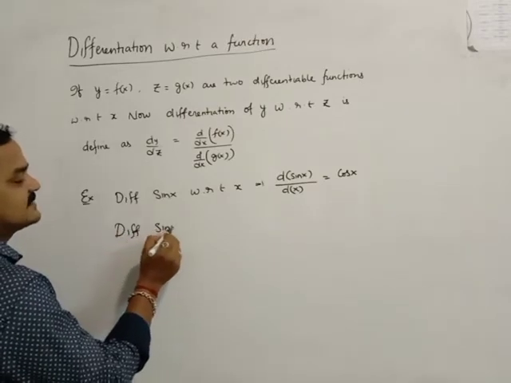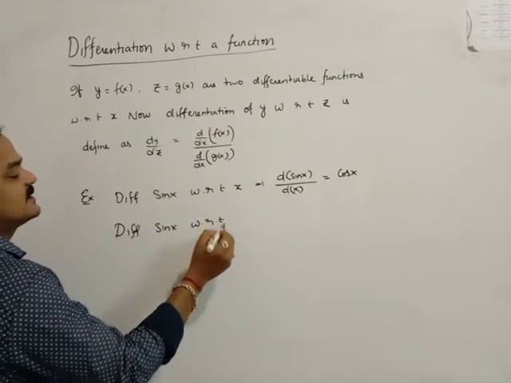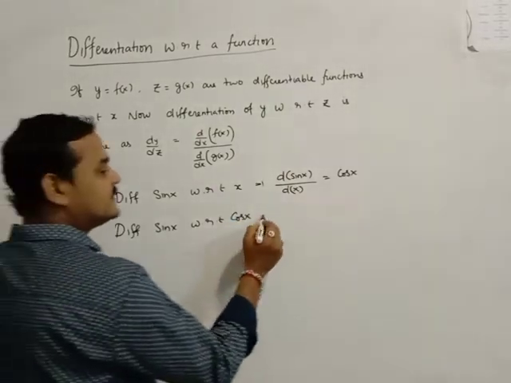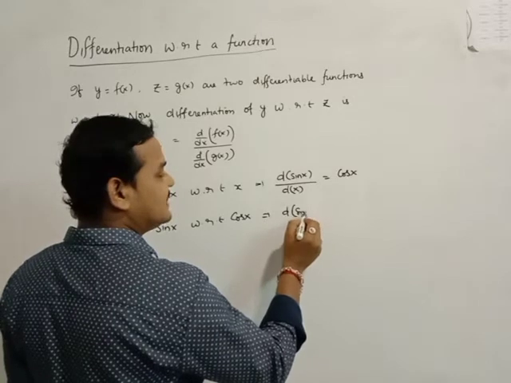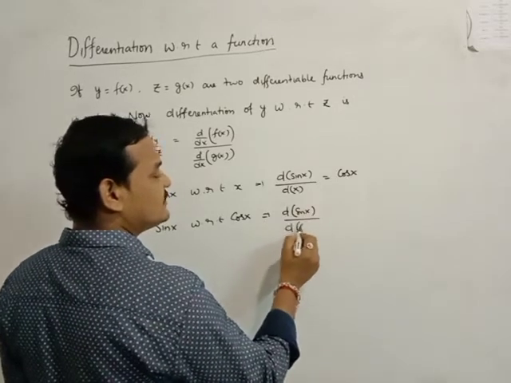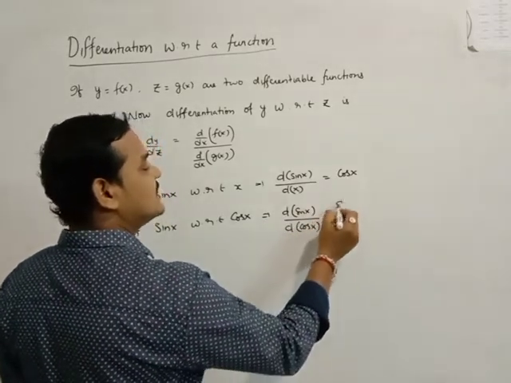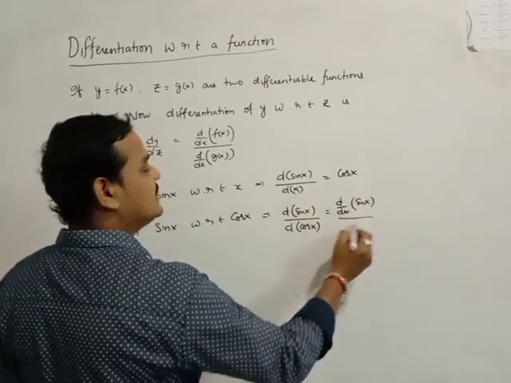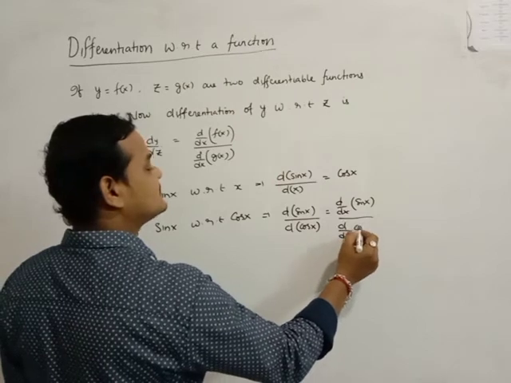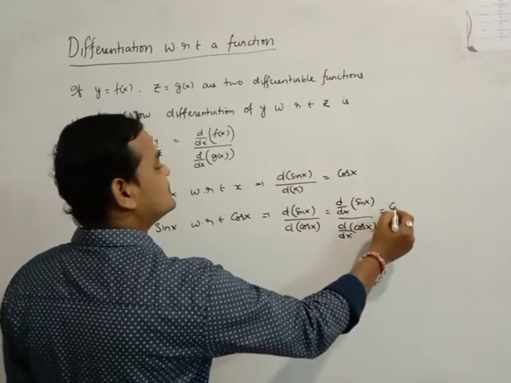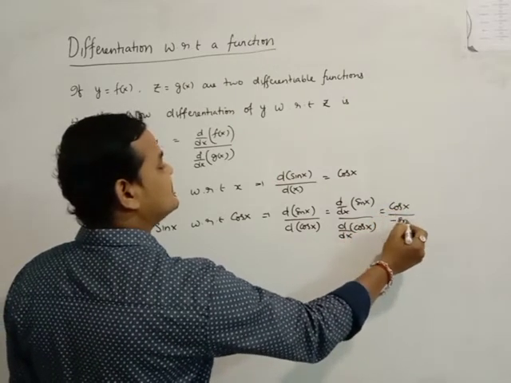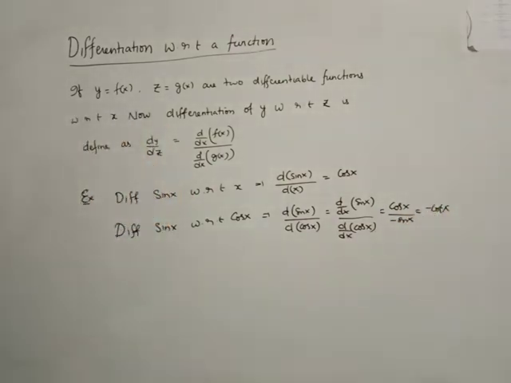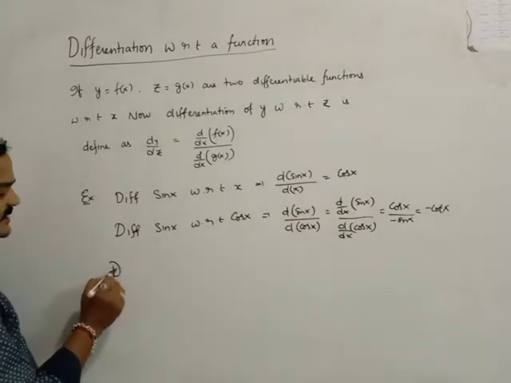Same question again: differentiation of sin x with respect to cos x. Derivative of sin x with respect to cos x can be written in the parameter x as d by dx of sin x by d by dx of cos x. The derivative of sin x is cos x and the derivative of cos x is minus sin x, so that is minus cot x. That is simple to understand. Like that, a lot of questions can be written.